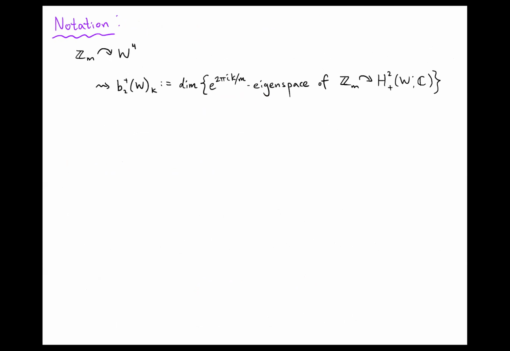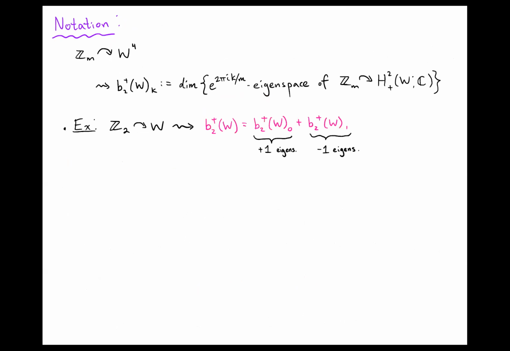All right, so for the following, let's suppose we have, in general, a Z mod M action on a four manifold W. I'm going to denote by b2 plus W sub K the dimension of the e to the 2 pi i K over Mth eigenspace of Z mod M acting on H2 plus of W with complex coefficients. For example, in the case of an involution, b2 plus W splits into b2 plus W sub 0 and b2 plus W sub 1, which are the plus 1 and minus 1 eigenspaces of this action, respectively.